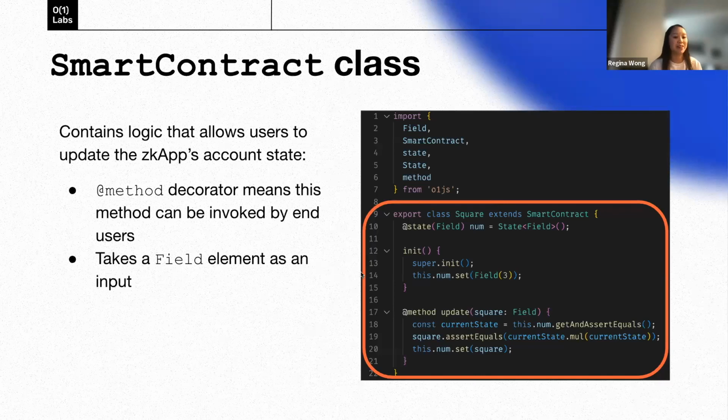After that, we will write the logic for what's going on with our smart contract. As I mentioned earlier, the method decorator is basically what marks the methods that users will be interacting with. Here we're calling it update. And this update method takes one input called square, which is a Field element. And you'll see here, we have a few lines of logic where we're trying to figure out what the current state is. So it should be 3. And then we also have a couple methods, which I'll talk about later, but just take this in for now.